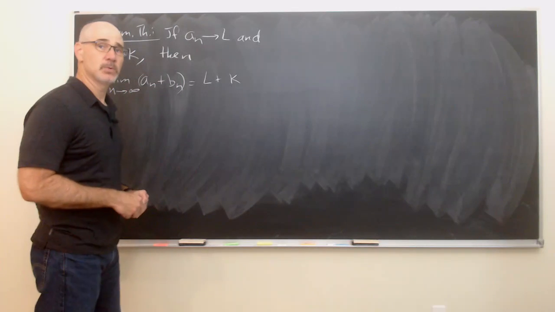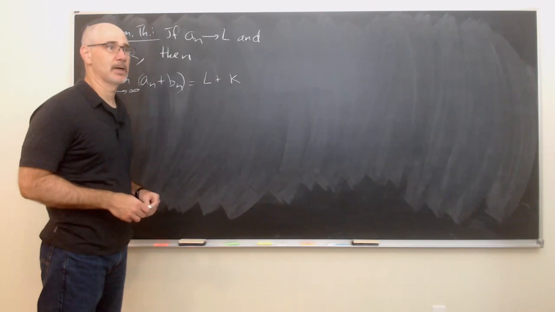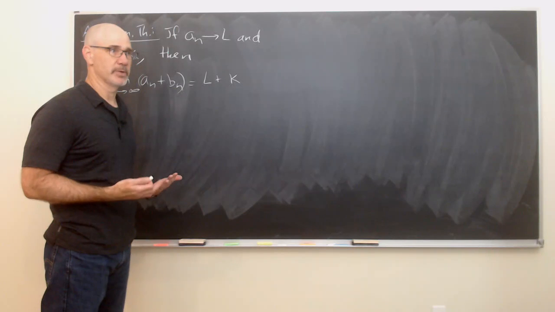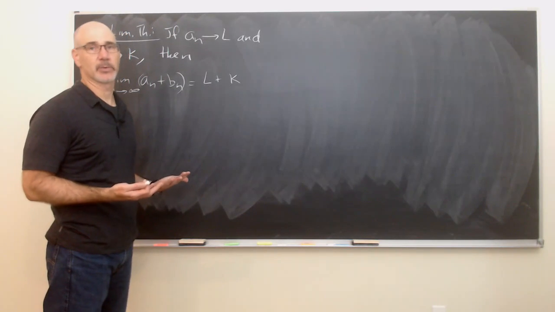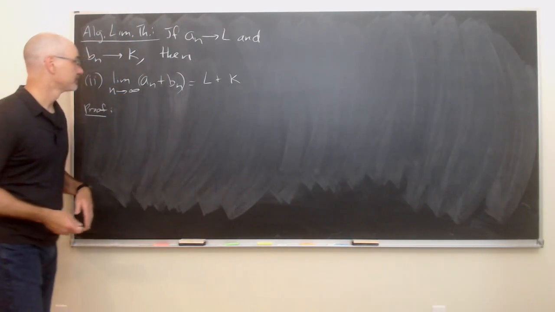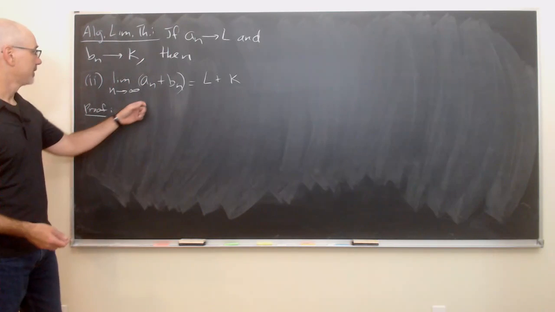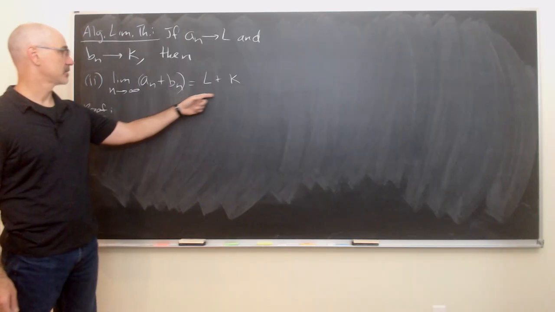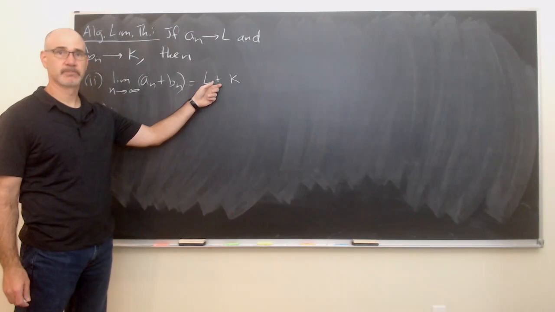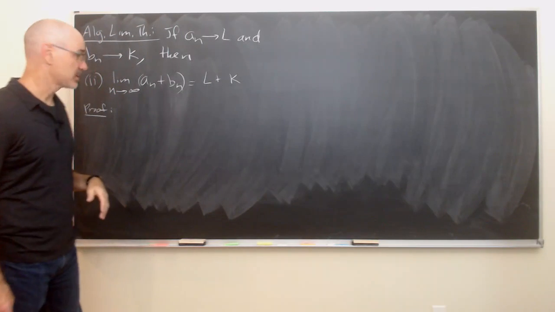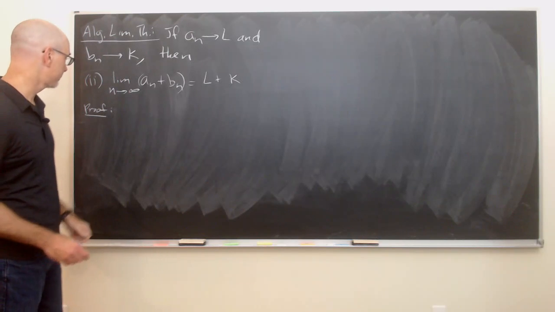Okay, so part two of the algebraic limit theorem allows us to deal with limits of sums in the way that we want. So in particular, if we have two sequences and they both converge, the limit of the sum turns out to be the sum of the limits.